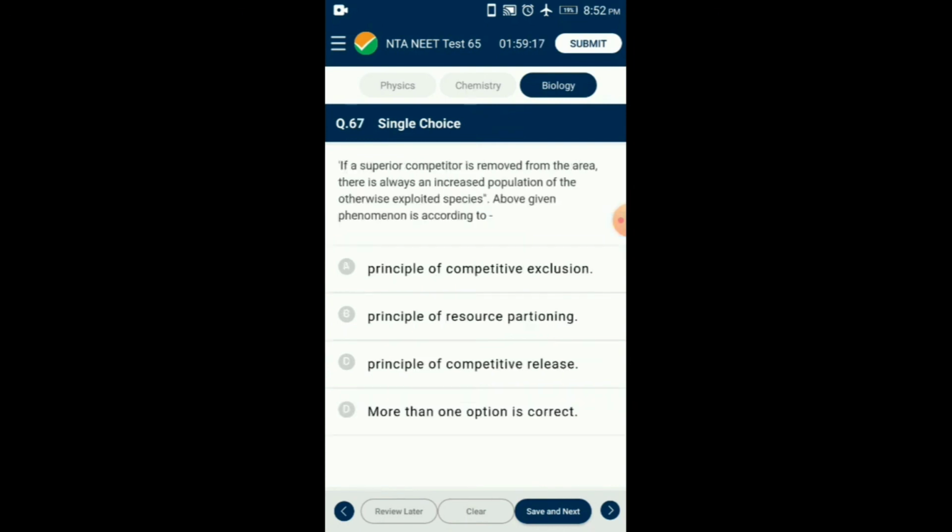Question number 67. If a superior competitor is removed from the area, there is always an increased population of the otherwise exploited species.